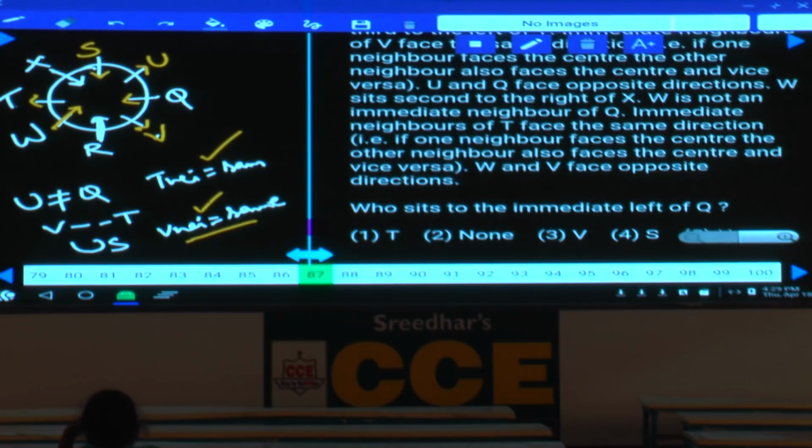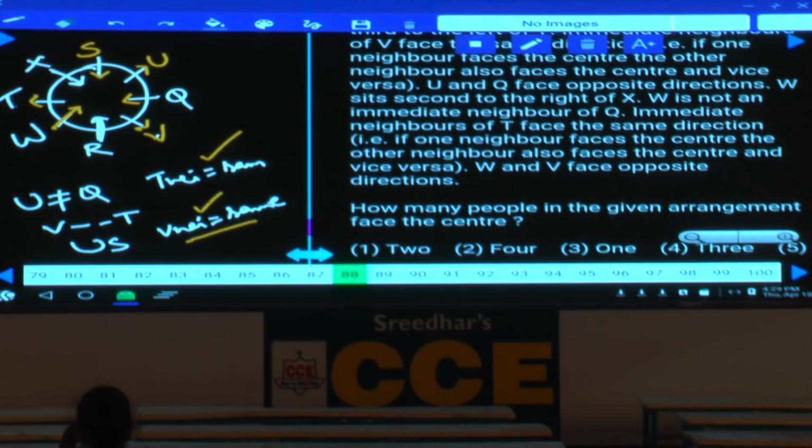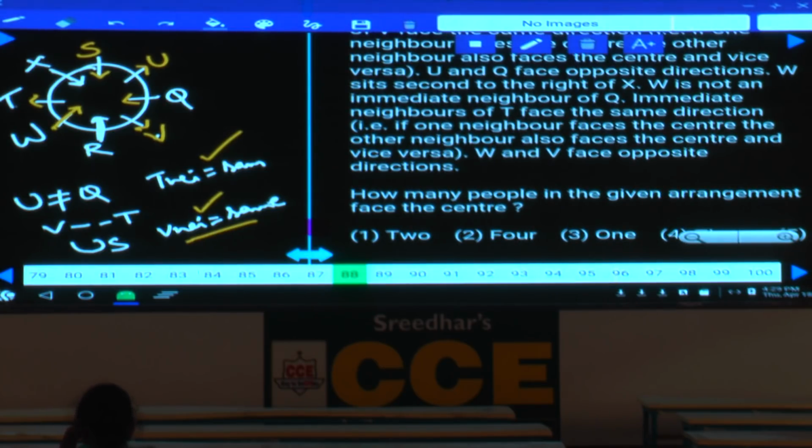Then question number 88. Now in this 88, who sits to the immediate left of Q? Immediate left-hand side of Q is V, that is choice 3. And next, how many people in the given arrangement are facing the center?